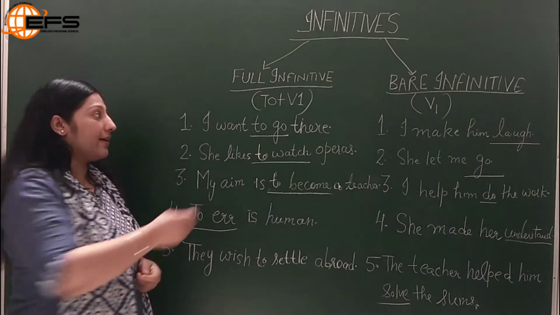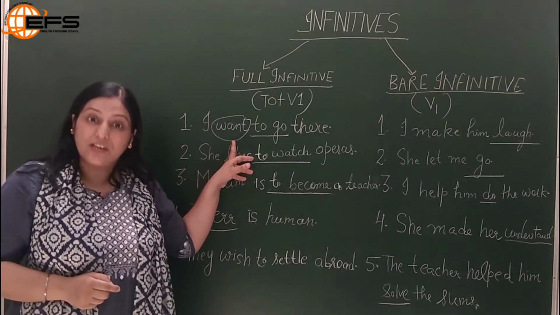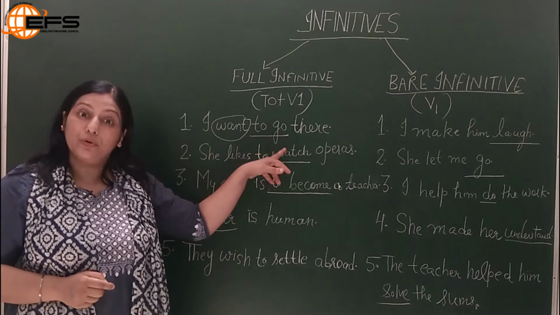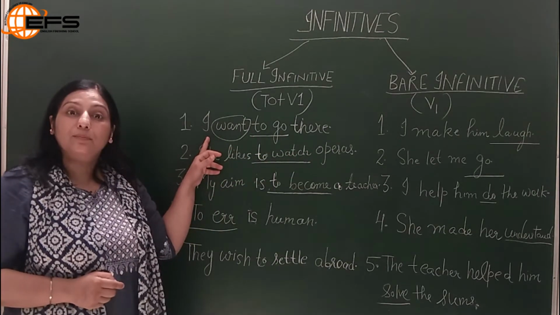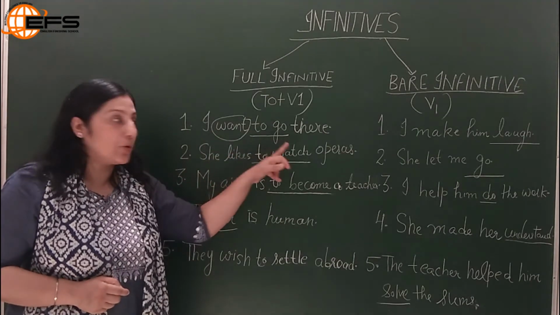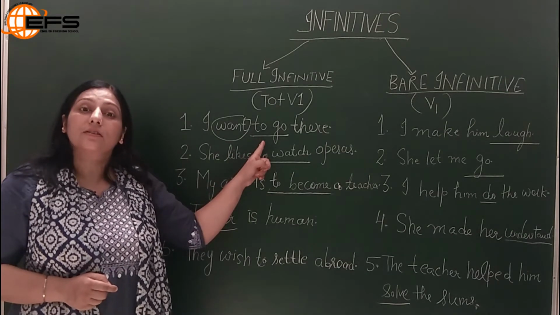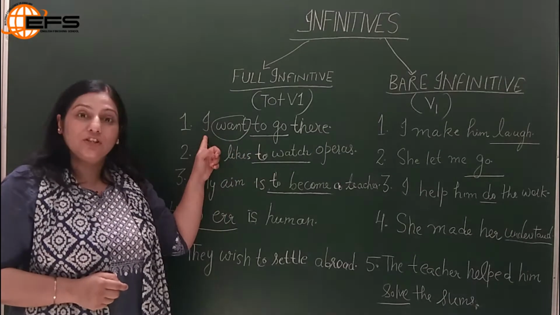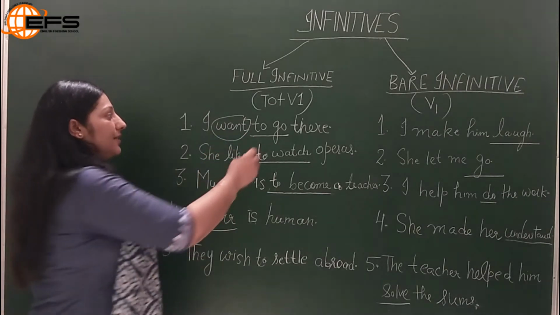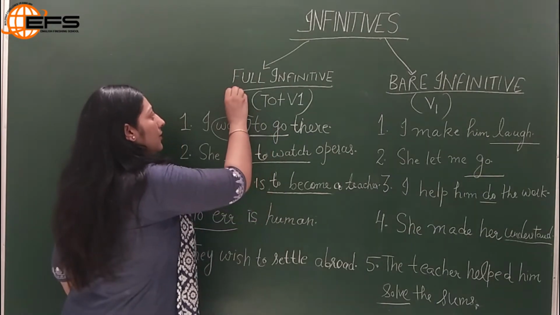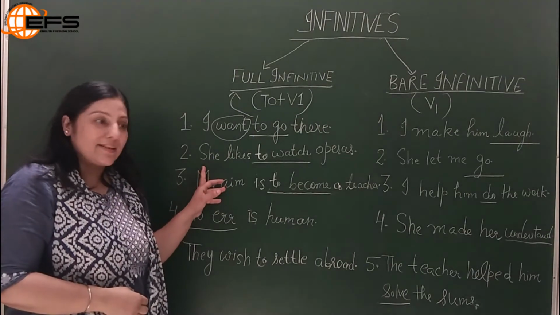I want to go there. So here want is the main verb and if I want to change its tense, I will change it: I wanted to go there. I will want to go there. If I change the subject, she wants to go there. So want is changing again and again, but to go is not being affected with the change in subject and with the change in tense of the main verb. So we can say to go is a to-infinitive or full infinitive.